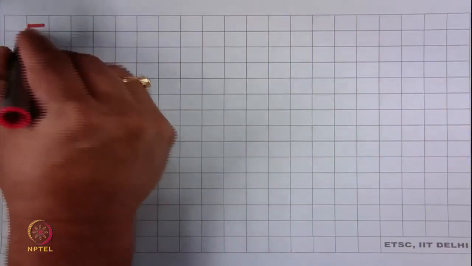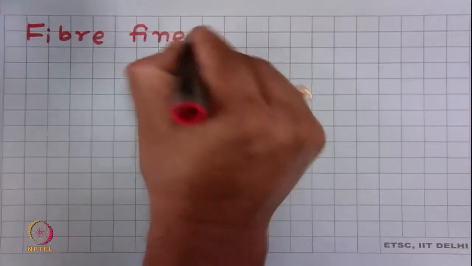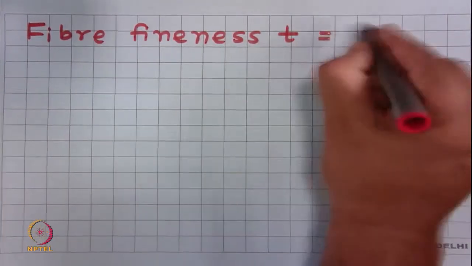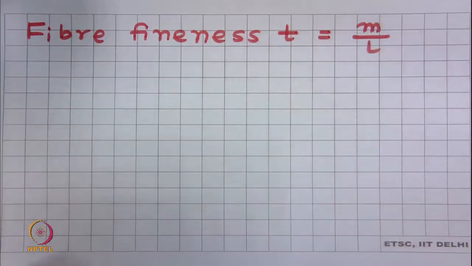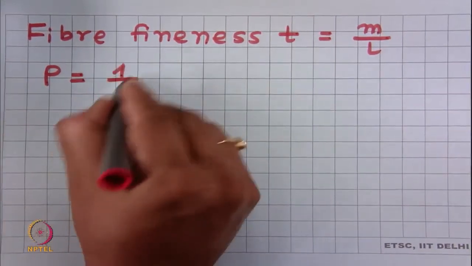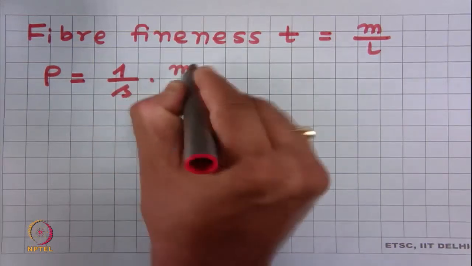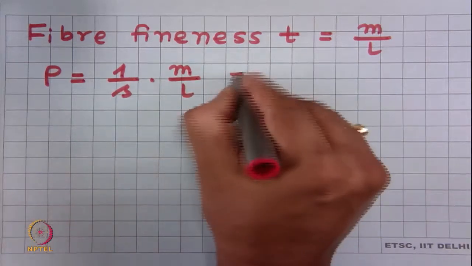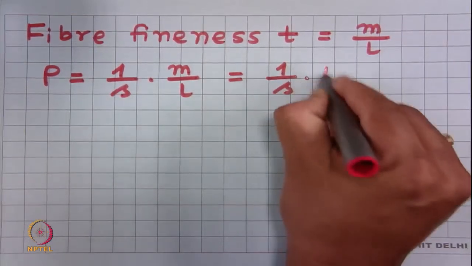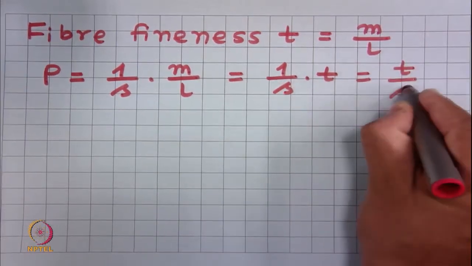Now, we introduce one more terminology, that is fiber fineness. Fiber fineness is T, which is equal to mass per unit length of the fiber. If we remember our earlier expression, fiber density is equal to 1 by cross sectional area into mass per unit length. Now, if we substitute this mass per unit length by fineness, then we obtain this expression. If we rearrange a little, then we finally obtain this expression.